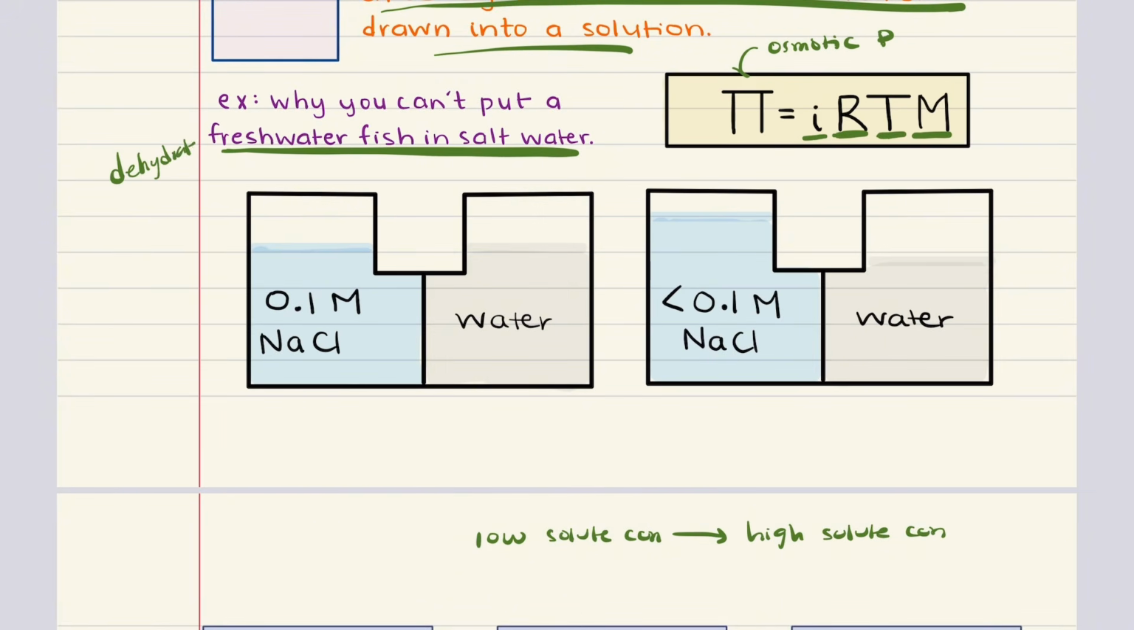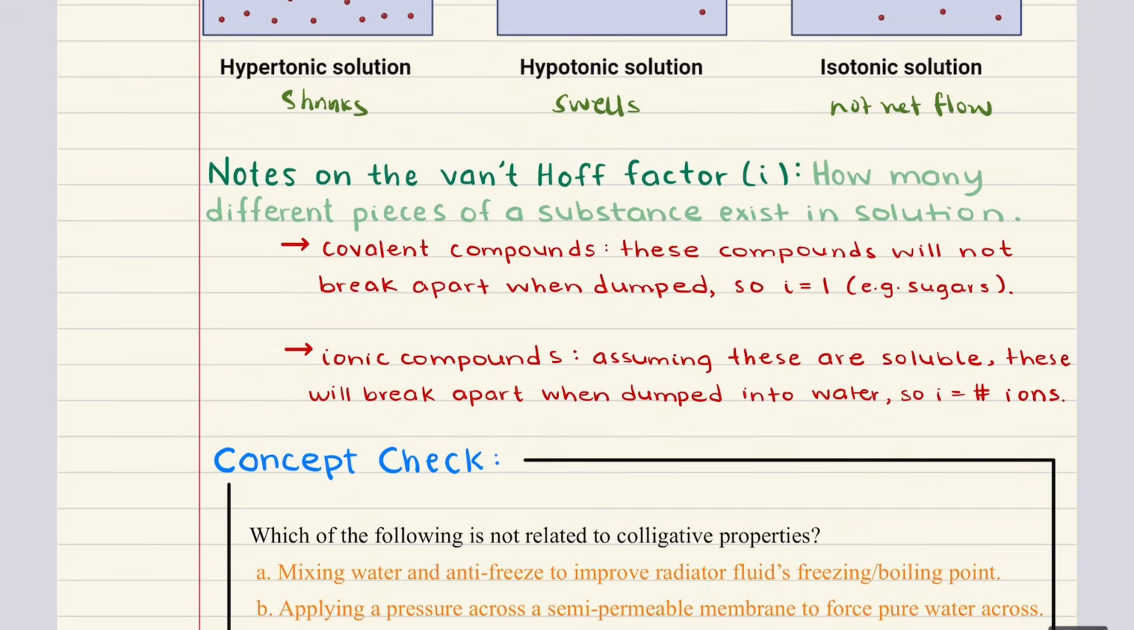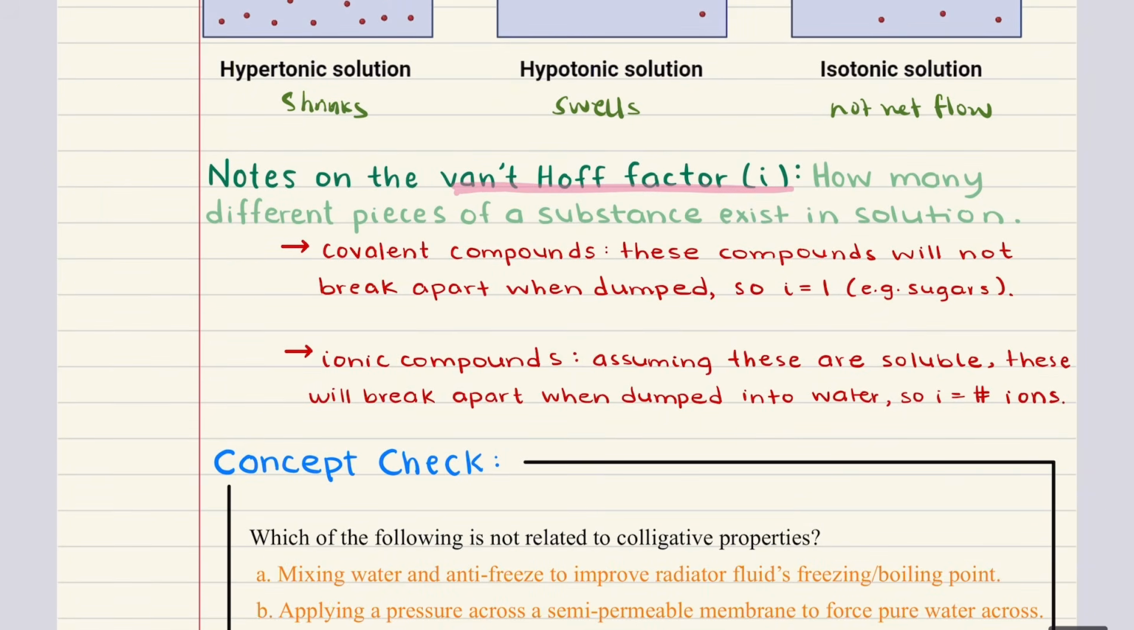The seawater is hypertonic relative to the fish's internal fluids, so water leaves the fish's tissues and the fish dehydrates. Finally, coming back to the Van Hoff factor, because I really want to discuss this further, it's an important thing to be able to calculate before you plug into any of the equations we just covered. The Van Hoff factor counts how many pieces a formula unit produces when it dissolves. For covalent solutes that do not dissociate, like sugar, i is equal to 1. For ionic solutes that dissociate completely, i is equal to the number of ions per formula unit.